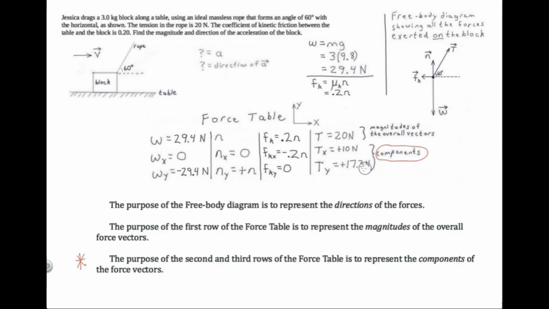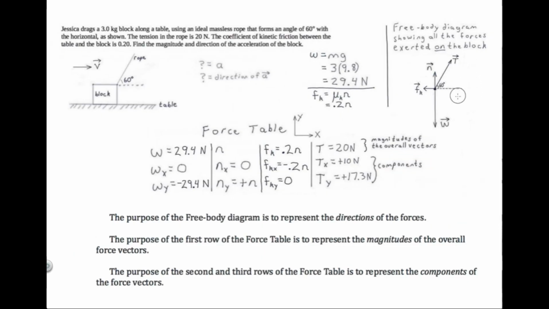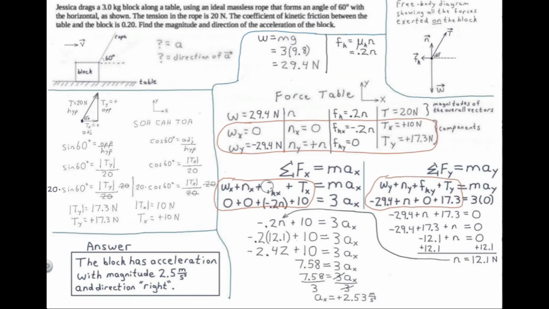And the purpose of the second and third rows of the force table is to represent the components of the force vectors. We use the directions of the forces from the free body diagram together with the magnitudes of the forces from the first row of the force table, together with the axes that we have chosen to determine the components of the forces for the second and third rows of our force table. Then we add the components from the second and third rows of our force table on the left-hand sides of our Newton's second law equations.